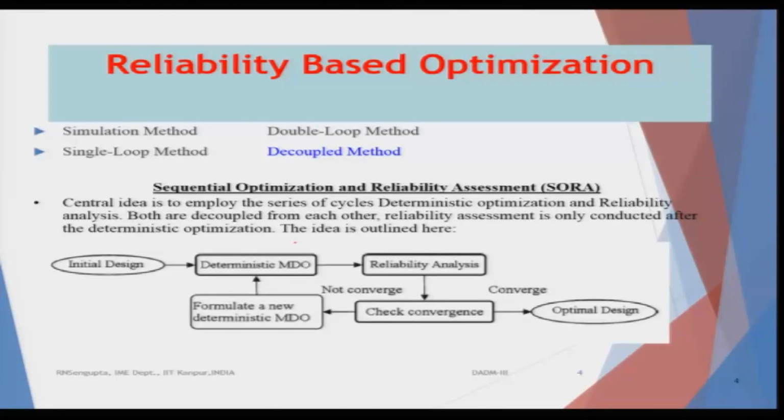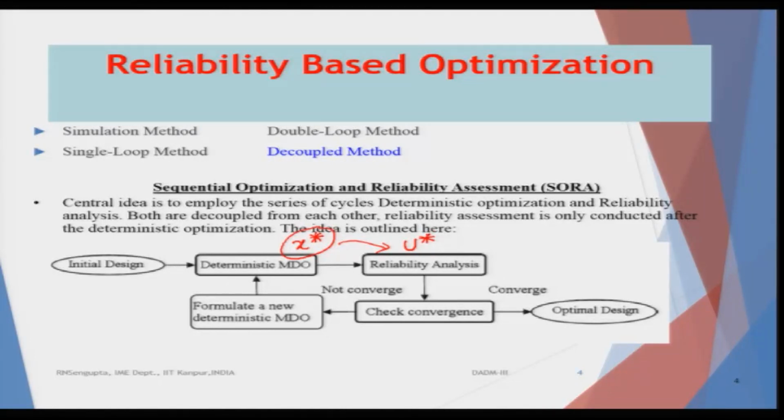You basically design the problem, design the optimization, and solve the deterministic optimization. Once the deterministic optimization gives you some x star, these x stars need not be scalar, they can be vectors also. Once these x stars are found, you do the reliability analysis and find out the u stars, and check the convergence.